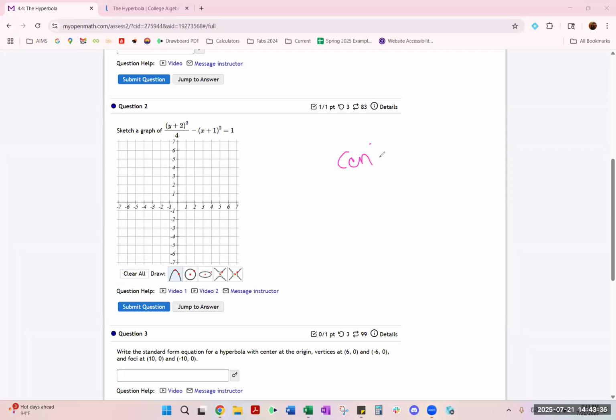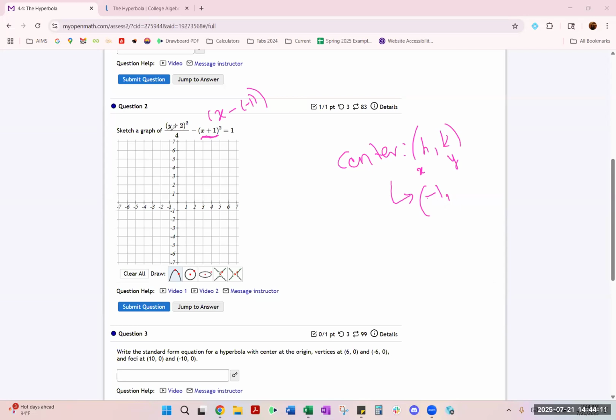So remember your center is going to be H comma K. This is always associated with the X value and this is the Y value. So our center for this one, you can see the X is X plus 1. So that actually tells you the equation is technically X minus -1. That's where the two negatives make a positive. So your X coordinate for the center is going to be -1.